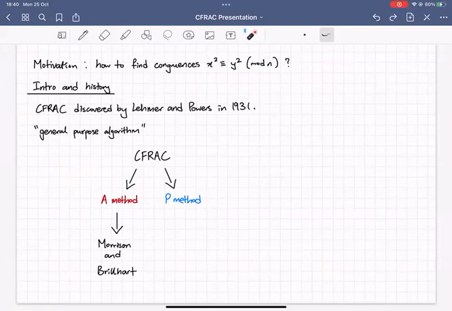So I'll introduce two methods, which I call the A method and the P method. The reasons why I call them that will be revealed later on. Furthermore, the A method has been computerized by two mathematicians, Morrison and Brillhart, and we will also see how efficient they have made it.